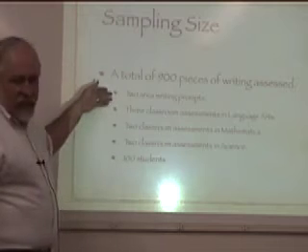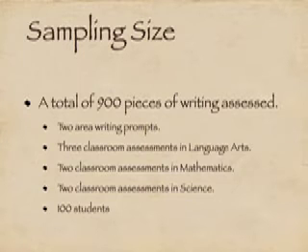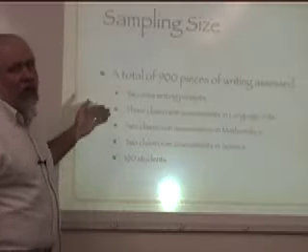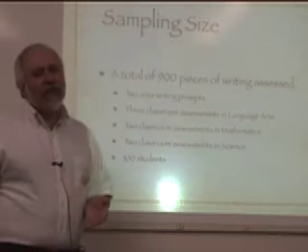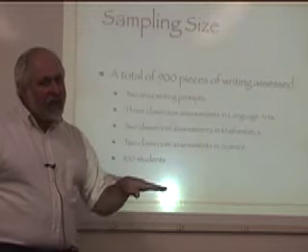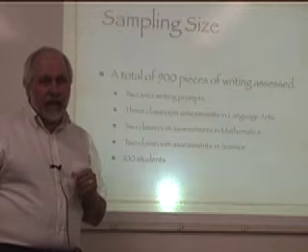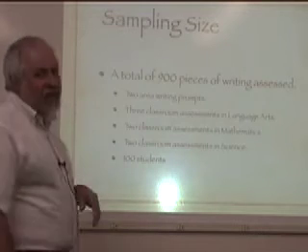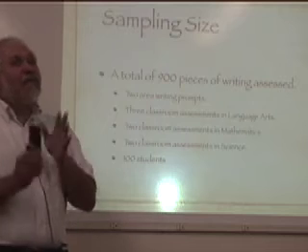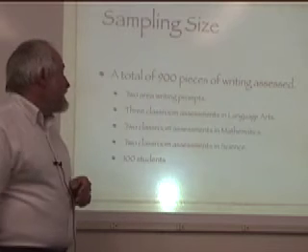But the pieces that we used in our experiment were 2 area writing prompts, 3 classroom assessments in language arts, 2 classroom assessments in mathematics, 2 classroom assessments in science, and we used, even though we had over 100 students, a sample of 100 students because it made it a lot easier when we were looking at assessing the data to have that base 100. Even a base 112 would have made it a little harder, and we were looking for the easy way.